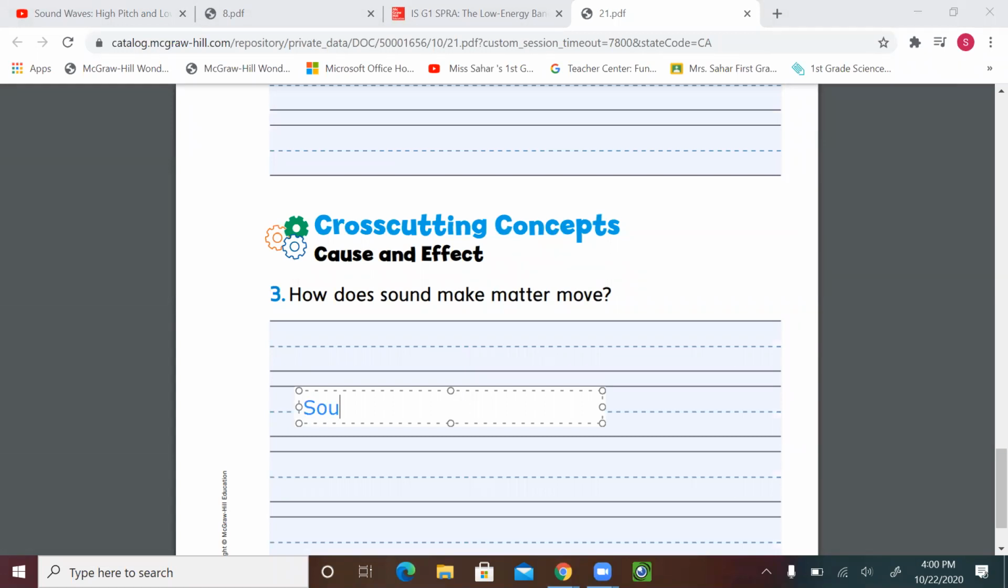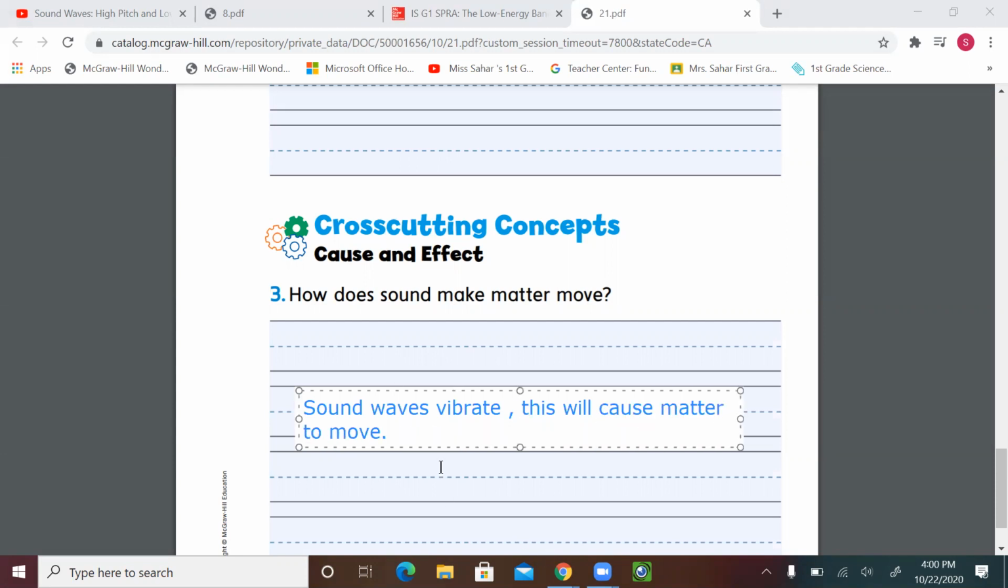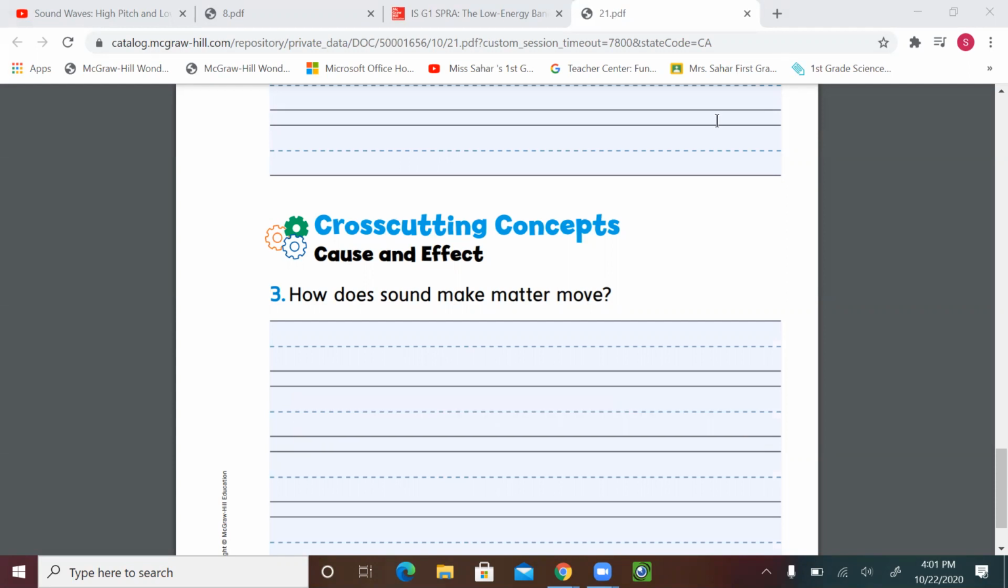So sound waves vibrate. So when the sound waves vibrate, what happened? This will cause matter to move. Okay. All right. So we need to clear this, and we close this.